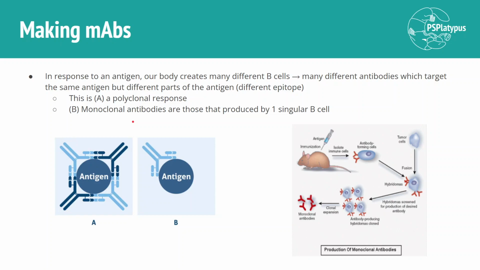We can create monoclonal antibodies through isolating. Essentially, we introduce the antigen into some organism. We get an antibody-forming cell, like a B cell, and then we fuse it with a tumor cell to form a hybridoma. This hybridoma gives us the replicative capacity of a tumor cell, so we can just spam it and make as many monoclonal antibodies as we want.